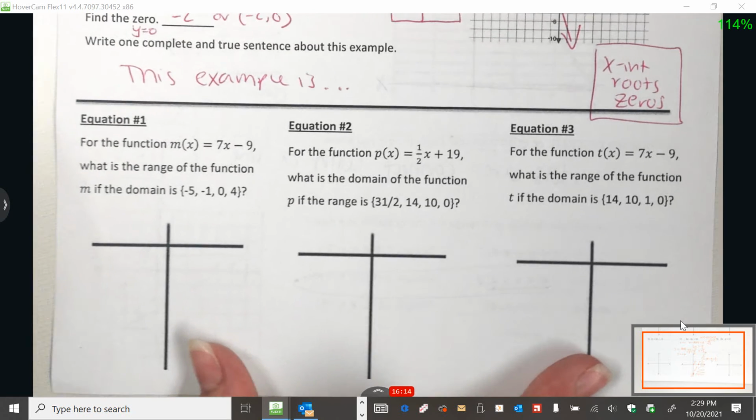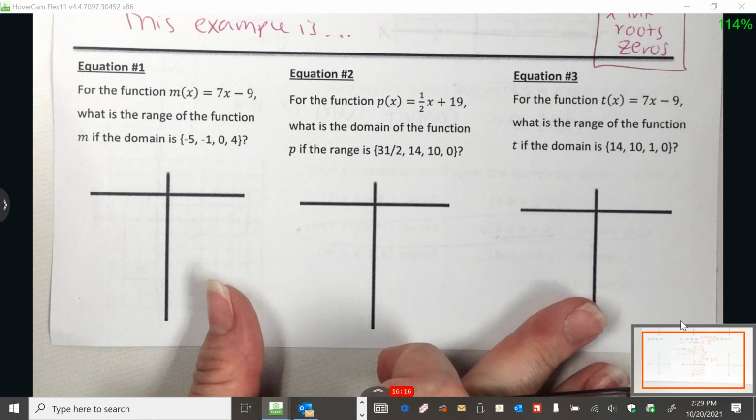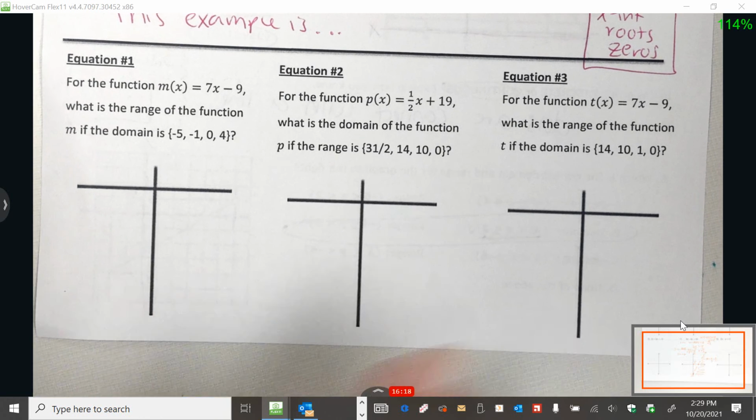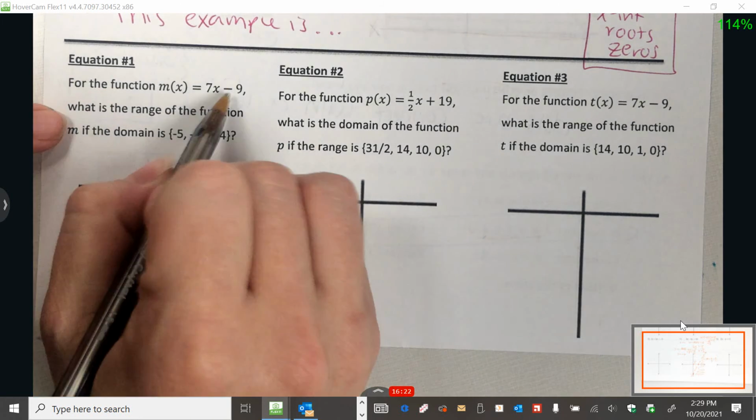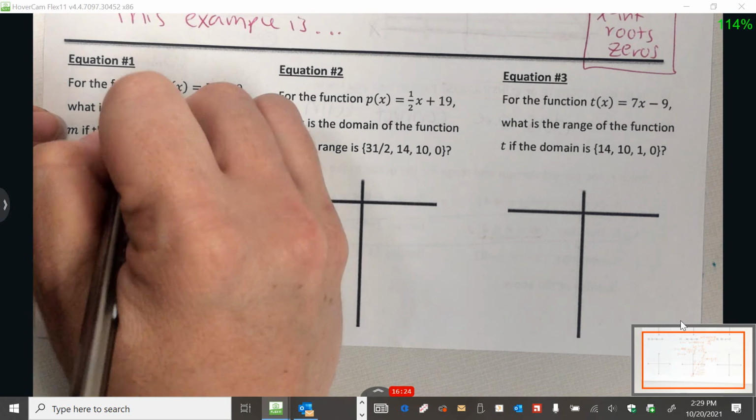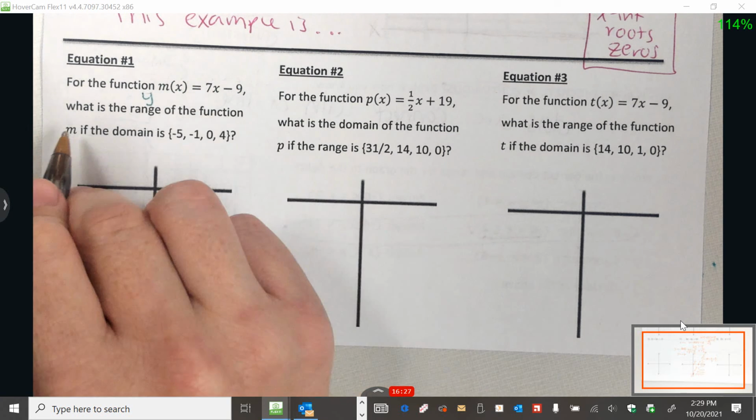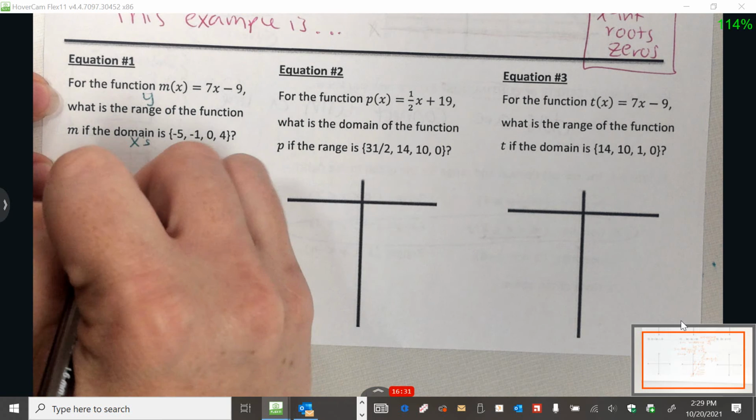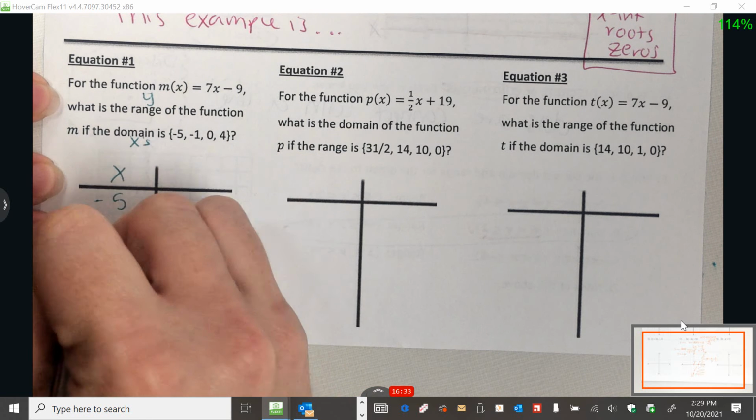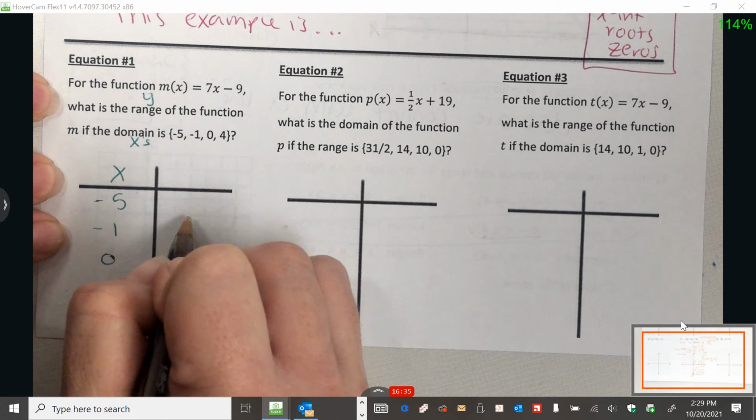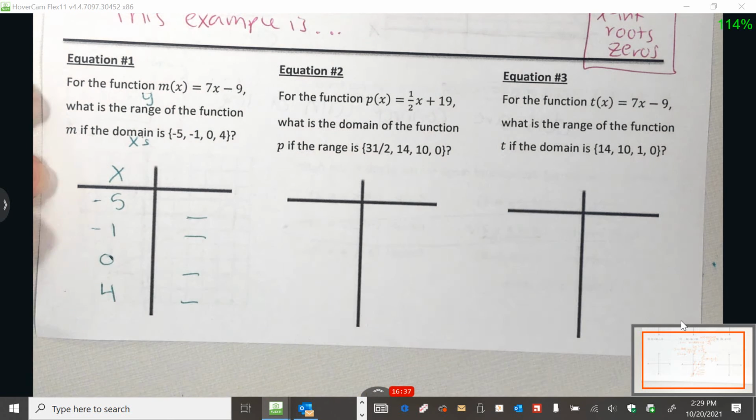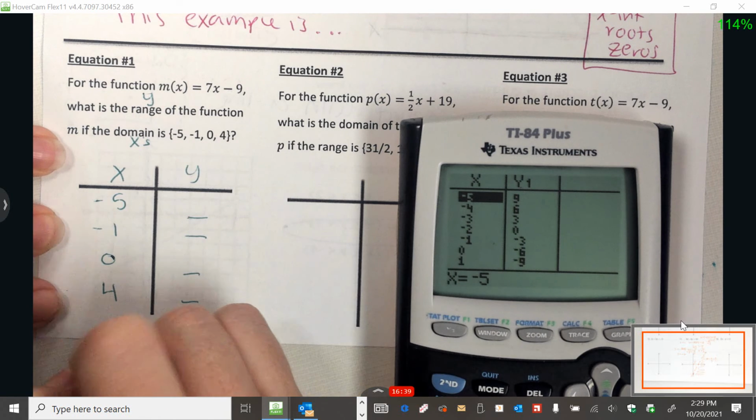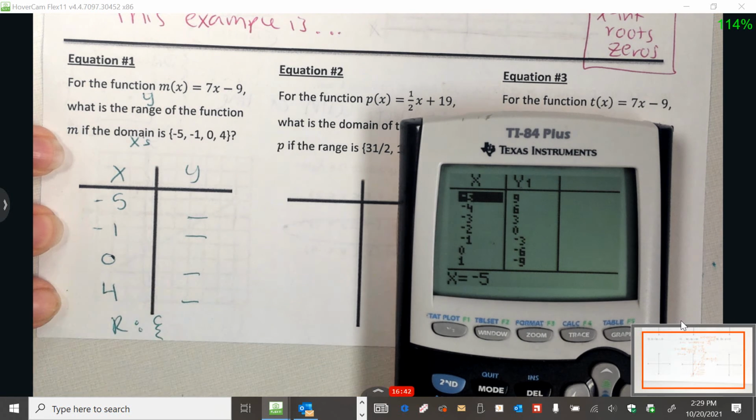Okay, these are a little different. We've done this, but not quite like this, so it's kind of throwing a couple things at you at once, which is fine. So I want you to realize it says when given this function, what is the range? What is the y's of the function if the domain, the x's, are this? So if my x's are this, negative 5, negative 1, 0, 4, it's pretty much saying what goes here. So we're looking for the y's. So range is the list of my y's.